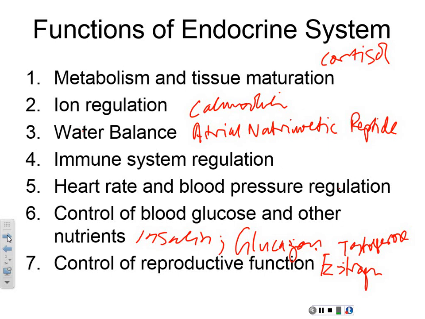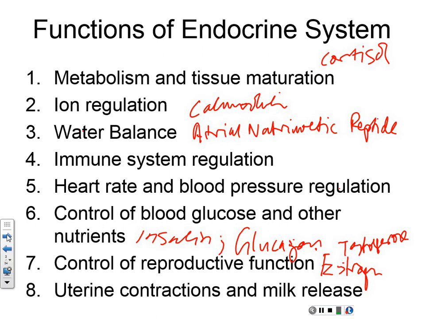And human chorionic gonadotrophin, which is released when a female is pregnant. All those are hormones that are involved in the reproductive function. Uterine contraction, we just mentioned the oxytocin. Okay, and milk release, prolactin. Prolactin causes the mammary glands to produce milk, all right? And that is released after pregnancy.